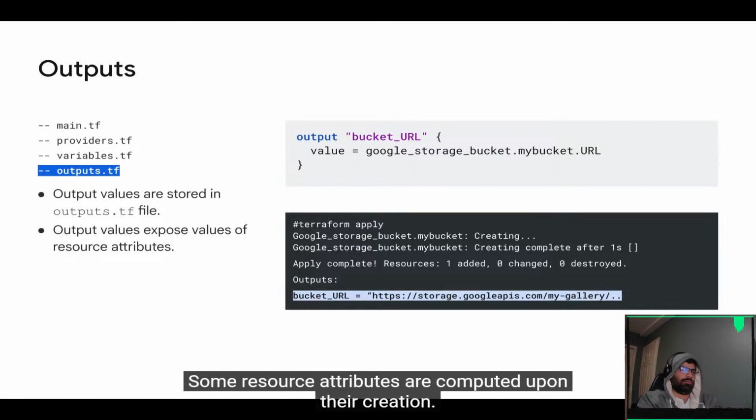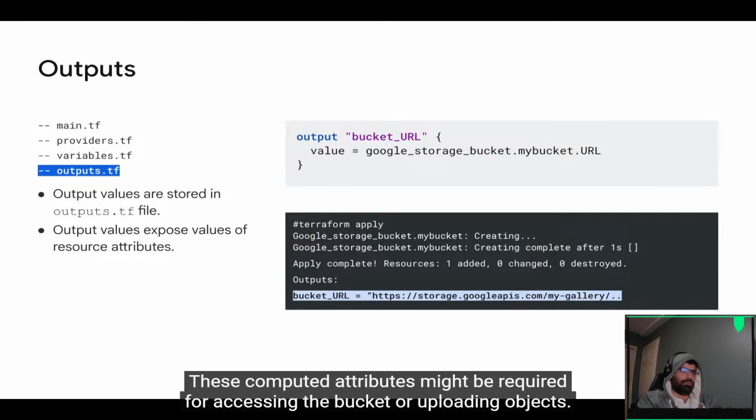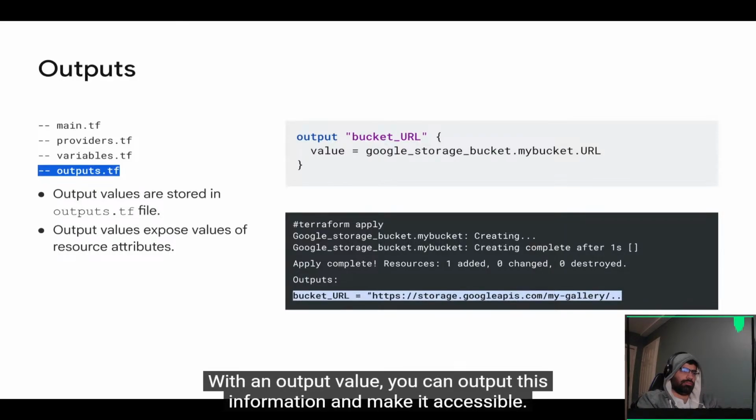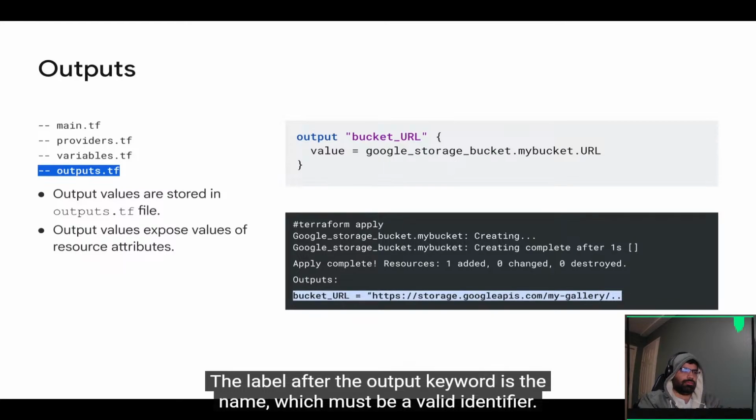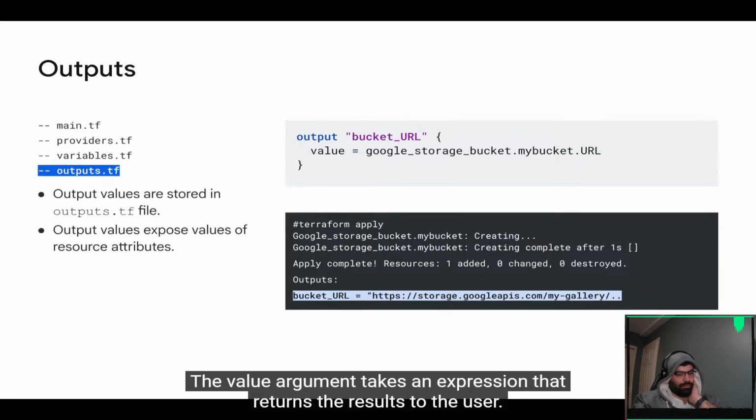Some resource attributes are computed upon their creation. For example, a self link of the resource or the URL of a bucket is generated upon bucket creation. These computed attributes might be required for accessing the bucket or uploading objects. With an output value, you can output this information and make it accessible. The label after the output keyword is the name, which must be a valid identifier. In a root module, this name is displayed to the viewer. In a child module, it can be used to access the value. The value argument takes an expression that returns the module.